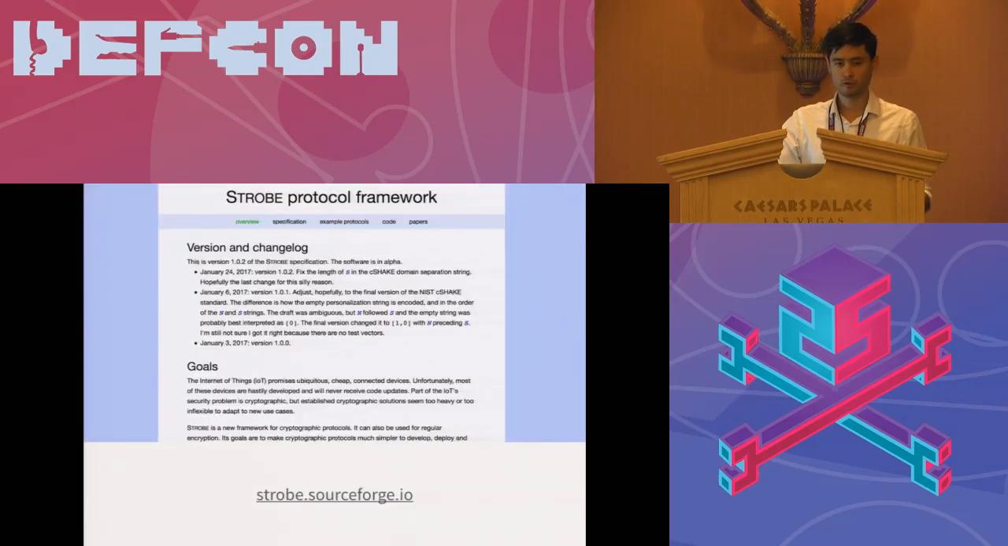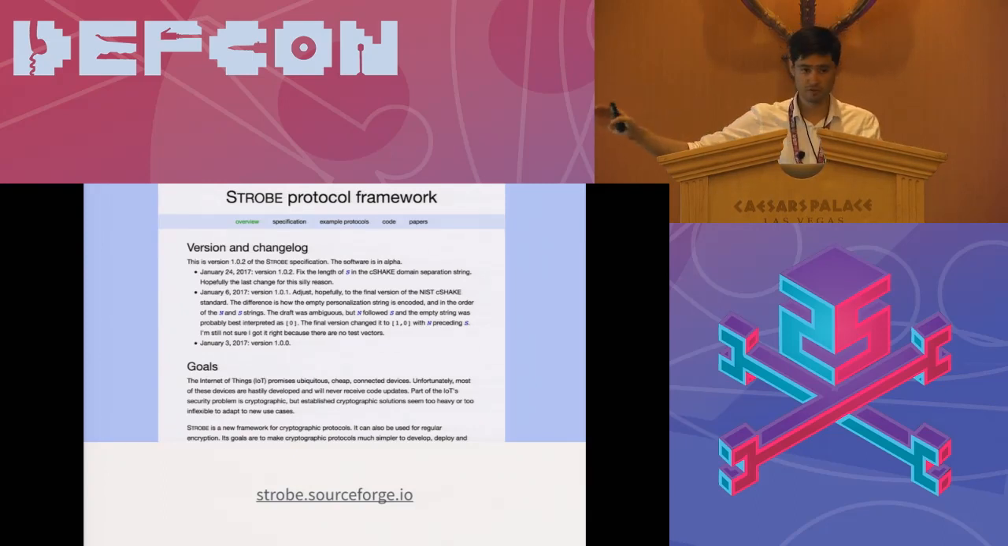I'm not going over all the details here, but if you want to know more about this cool Strobe protocol framework, you can check the specification on this page. It basically helps you to implement it. There is an implementation in C. I have an implementation in Go, which is more readable to help you understand how it works. I don't have an optimized implementation yet, but it's coming.